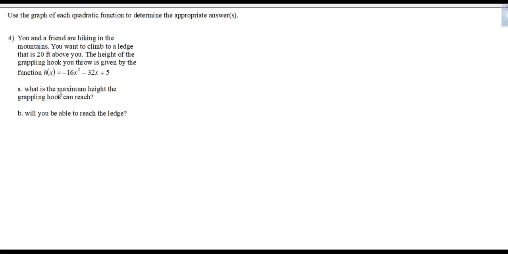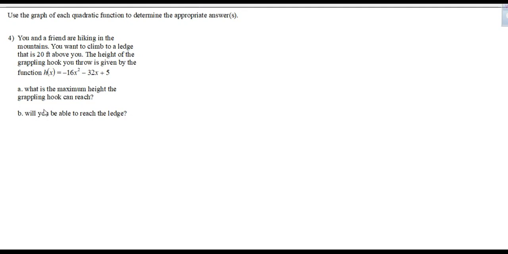In this final example, we're going to use an equation to find the height to which we can throw a grappling hook. It says you and your friends are hiking in a mountain. You want to climb to a ledge that is 20 feet above you. The height of the grappling hook you throw is given by this function. What is the maximum height the grappling hook can reach?